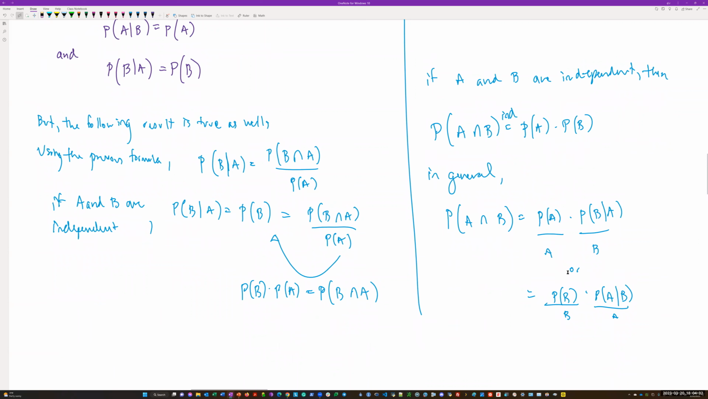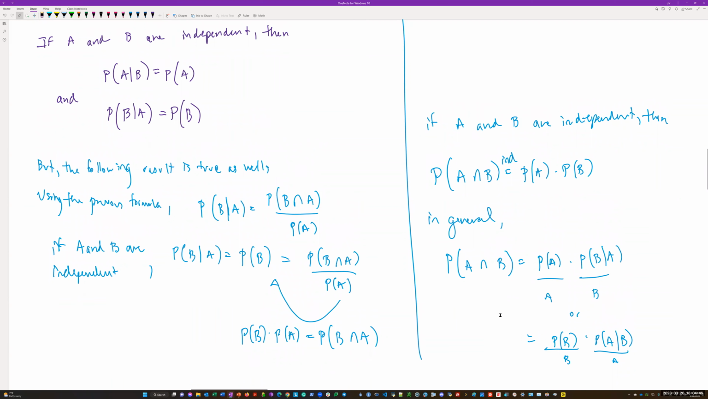Either it's these two formulas, or if they're independent, this thing just becomes just B. This one would just become just A. Questions? This is the and formula. This is when you start doing questions that involve and.